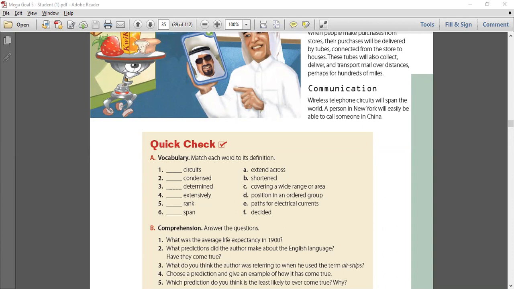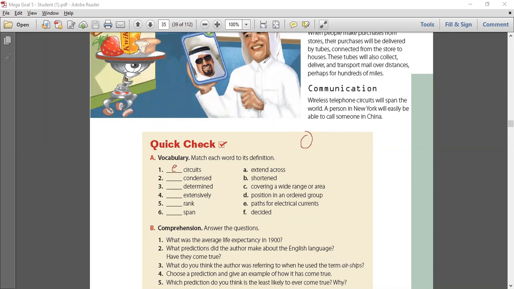Thank you, Yaqeen. Path for electrical currents. So this is the meaning of circuits. Remember when we described the meaning and we said that it's like this? It's like circles. You see? Okay.